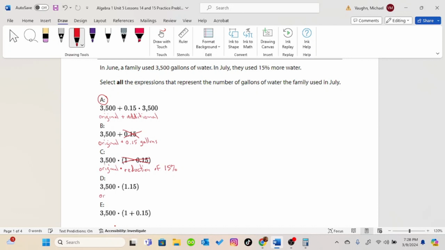Choice D, we have the original, and then the 1.15 shows the increase of 15%.